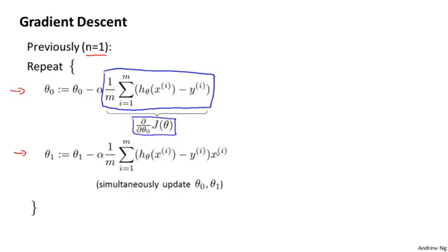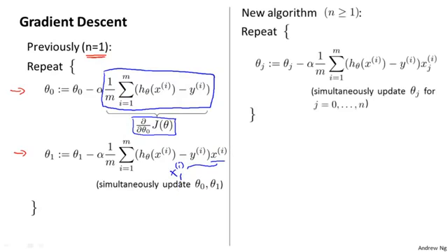There's one little difference, which was that when we previously had only one feature, we would call that feature x i, but now in our new notation, we would of course call this x superscript i subscript 1 to denote our one feature. So that was for when we had only one feature. Let's look at the new algorithm where we have more than one feature, when the number of features n may be much larger than 1.